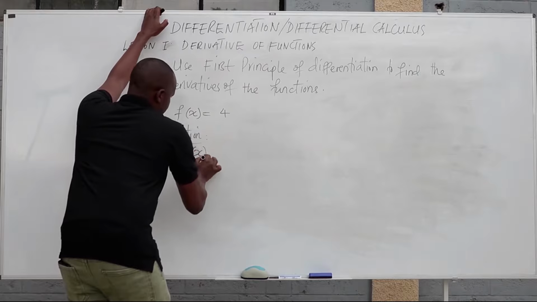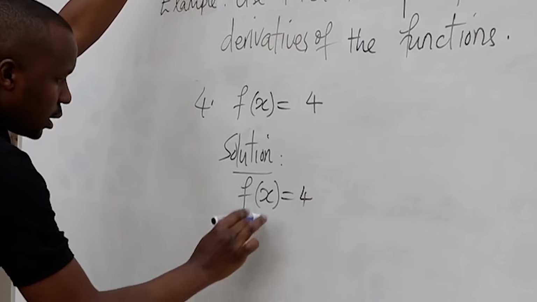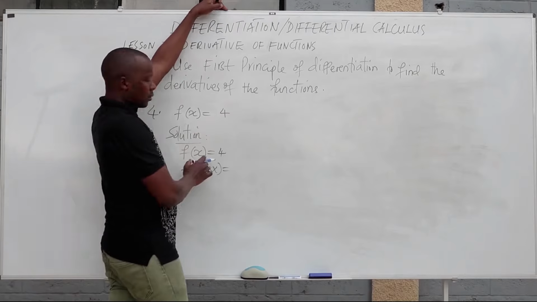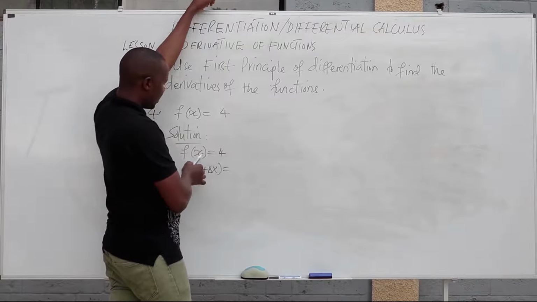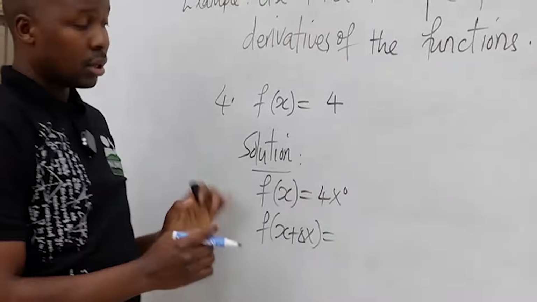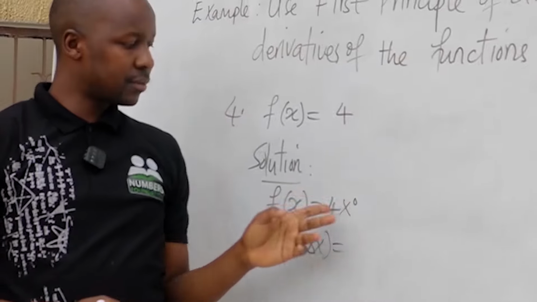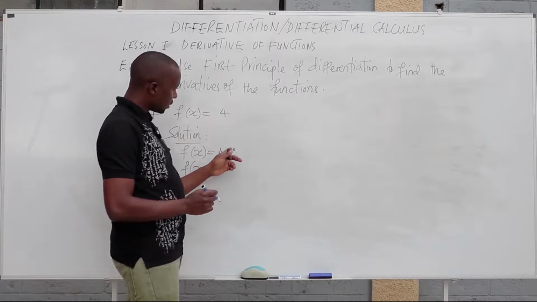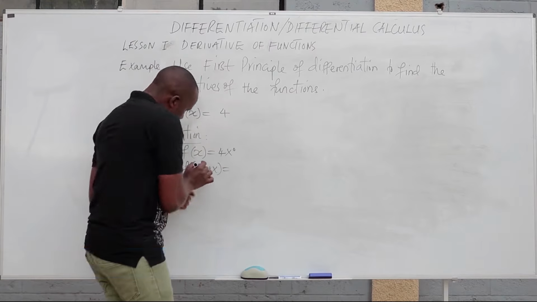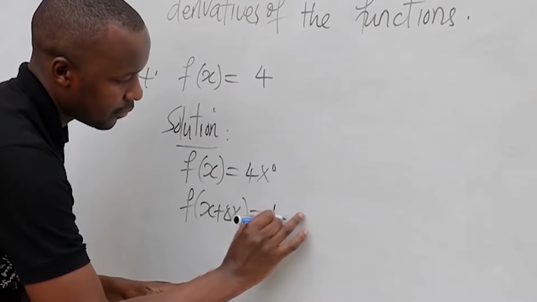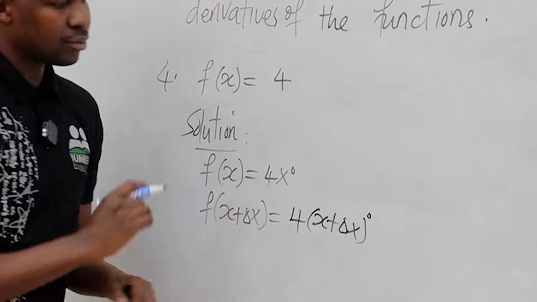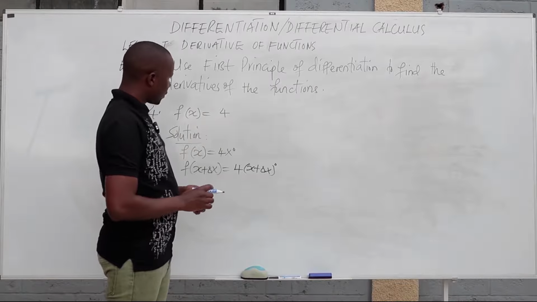The f of x now is provided, it is 4. And the f of x plus change in x is also 4. It means here now, because we need x as the variable, we can introduce x to the power 0. That means 4 is the same as 4x raised to 0, because anything with exponent 0 is 1. So having done that, also for x plus change in x, we can say 4 where x now we put x plus change in x, but we introduce that 0 exponent.